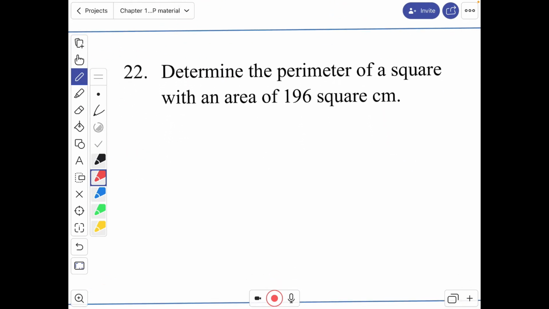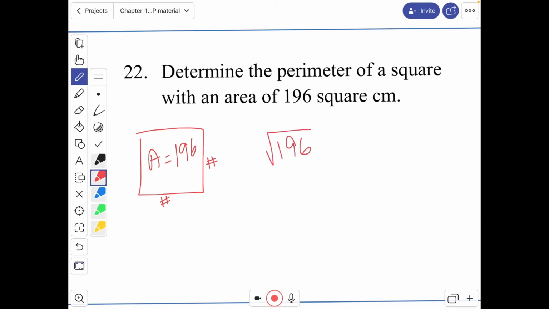Number 22, determine the perimeter of a square with an area of 196 square centimeters. So again, we got a square, and we know the area is 196. And area has to be some number times itself to equal 196. So we need the square root of 196. Again, you're going to have a calculator for just this section of the test, but you may already know what this one is.